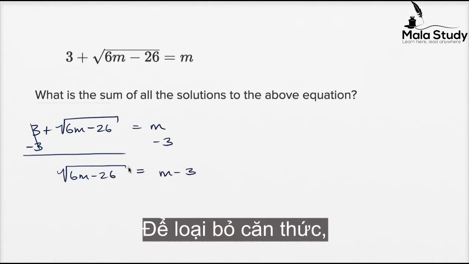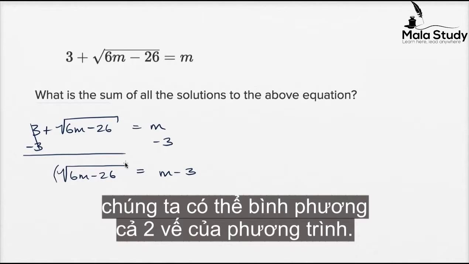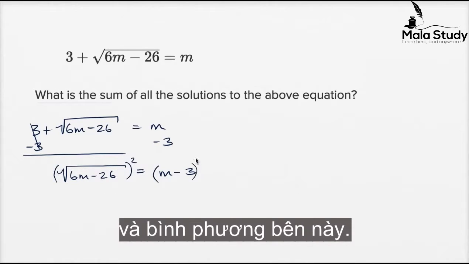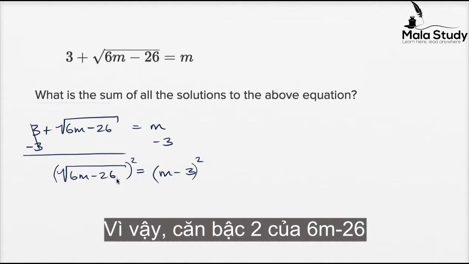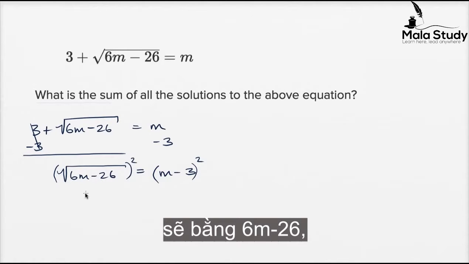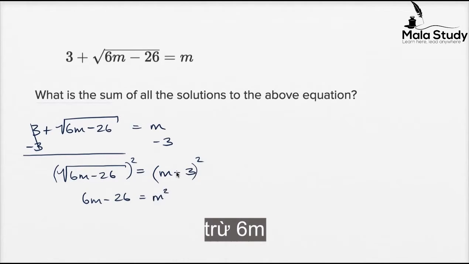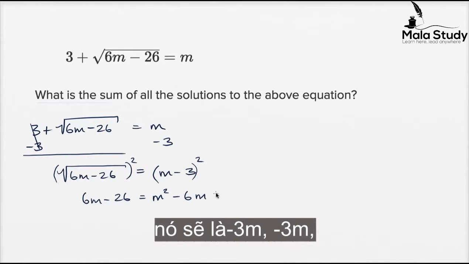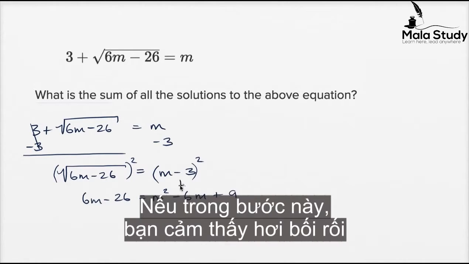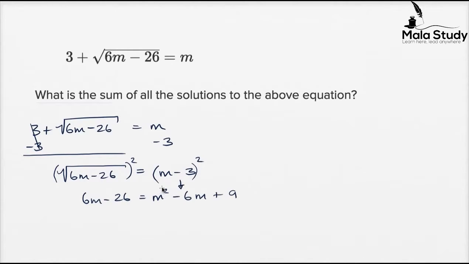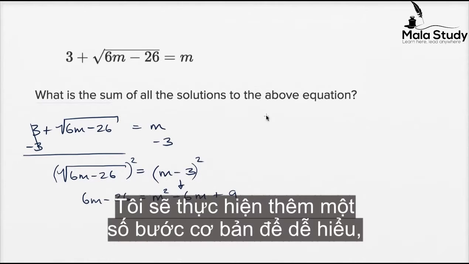Now, to get rid of the radical, we can square both sides of this equation. So we'll square that side, and then we can square that side as well. And so the square root of 6m minus 26 squared, that's going to be 6m minus 26. And then m minus 3 squared, that's going to be m squared minus 6m, it's going to be minus 3m plus 9. And if this step you found a little confusing, I encourage you on Khan Academy to review multiplying expressions, or I'll do a quick primer right here.